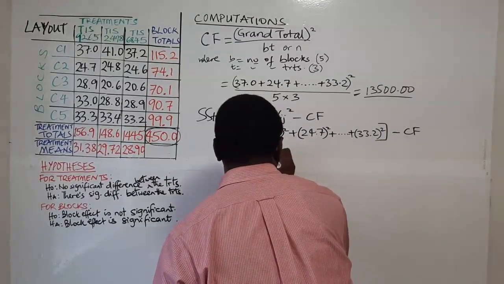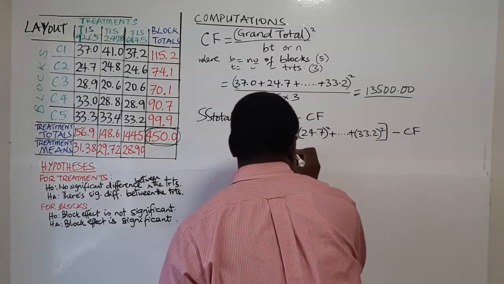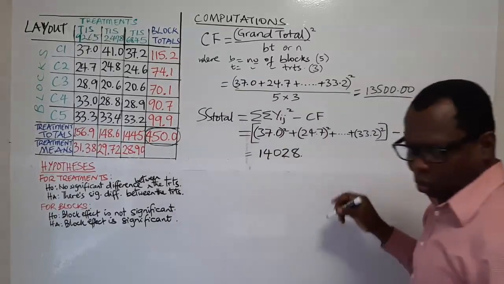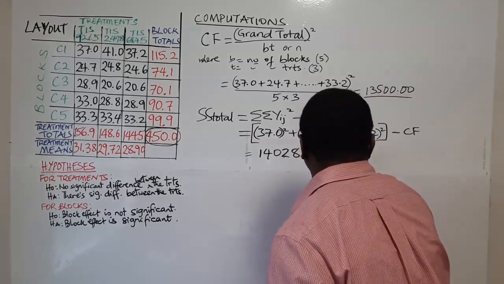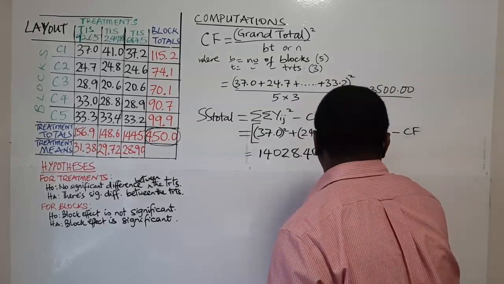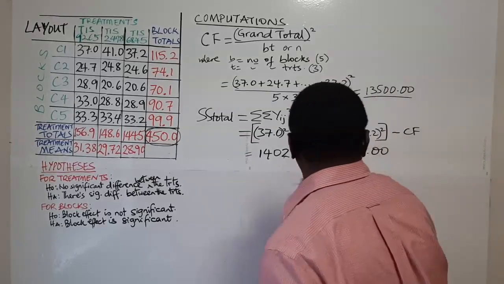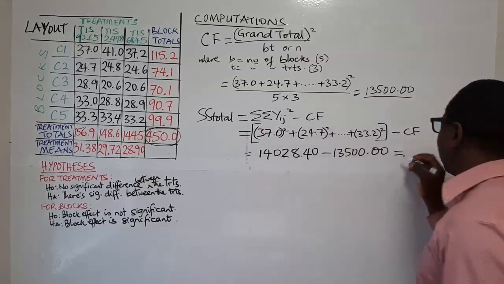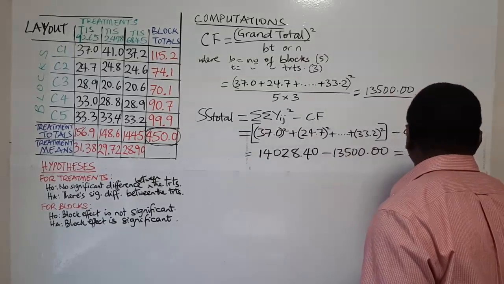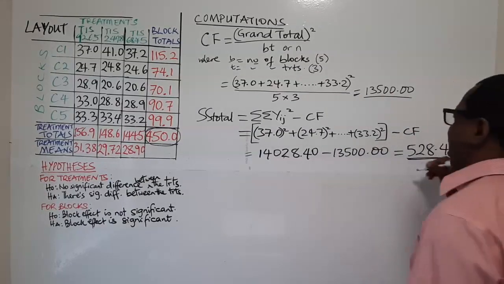So you estimate all this, and that will give you 14028.40. We now subtract our 13500.00, and when you evaluate this, you will get 528.40. That's our SS total.